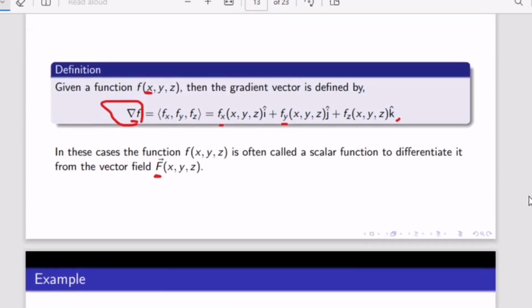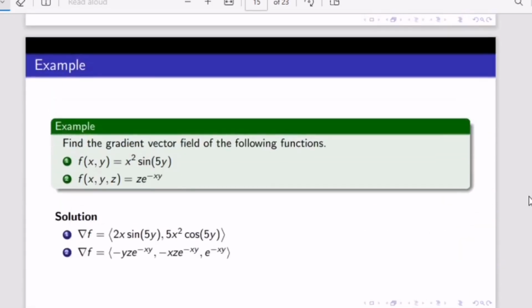Let's take one example so we understand it very well. They are asking us to find the gradient vector field of the following. Let me explain with question number 1. How many variables do we have here? We have only 2 variables. That means you're going to partially differentiate the function with respect to x and with respect to y.